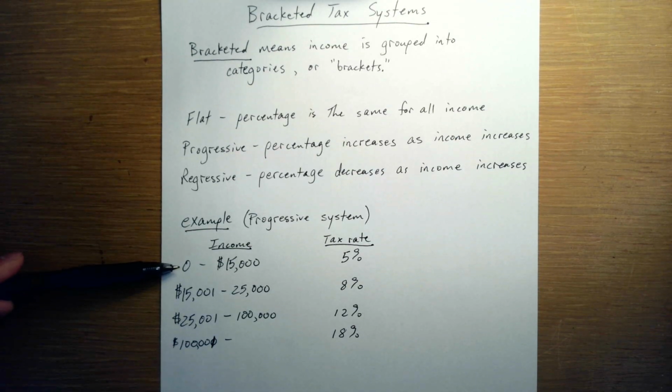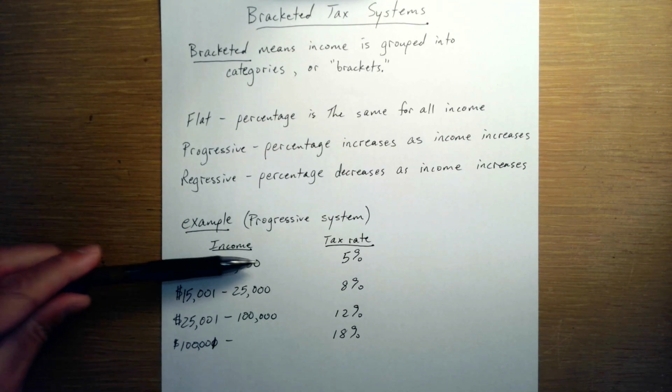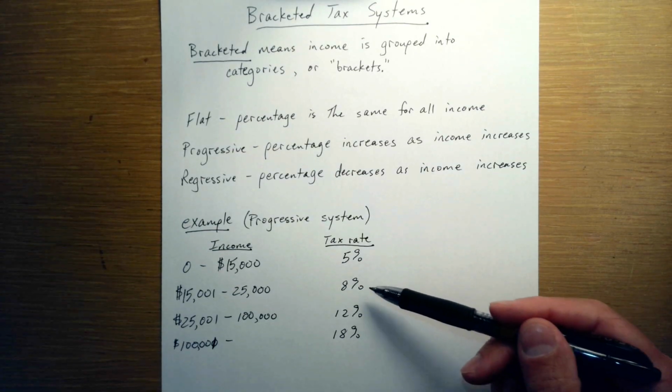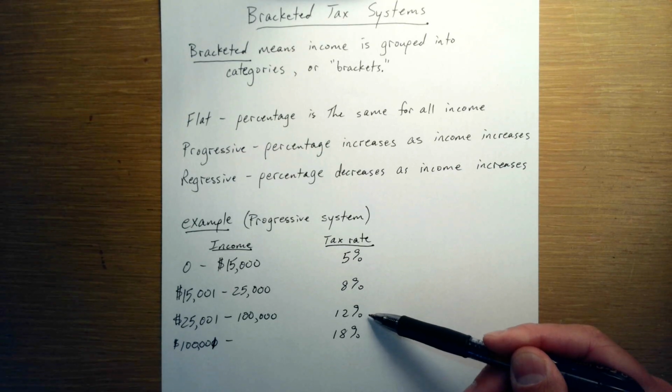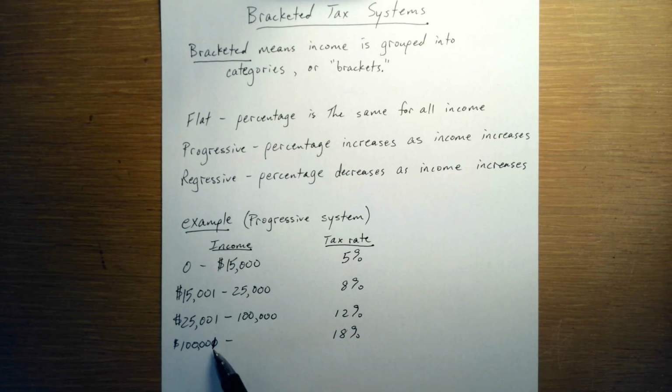So all of your income from $0 to $15,000 gets taxed at a rate of 5%. Similarly, all the money that falls between $15,001 and $25,000 gets taxed at 8%. All the money that falls between $25,001 and $100,000 is taxed at 12%, and then all money $100,001, sorry for this typo here, and above is taxed at 18%. So different dollars that you make get different tax rates applied to them.